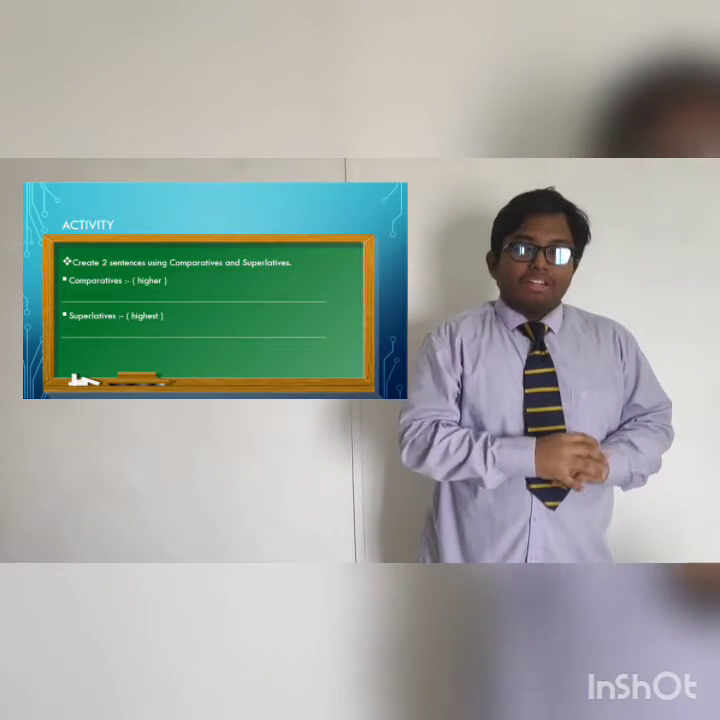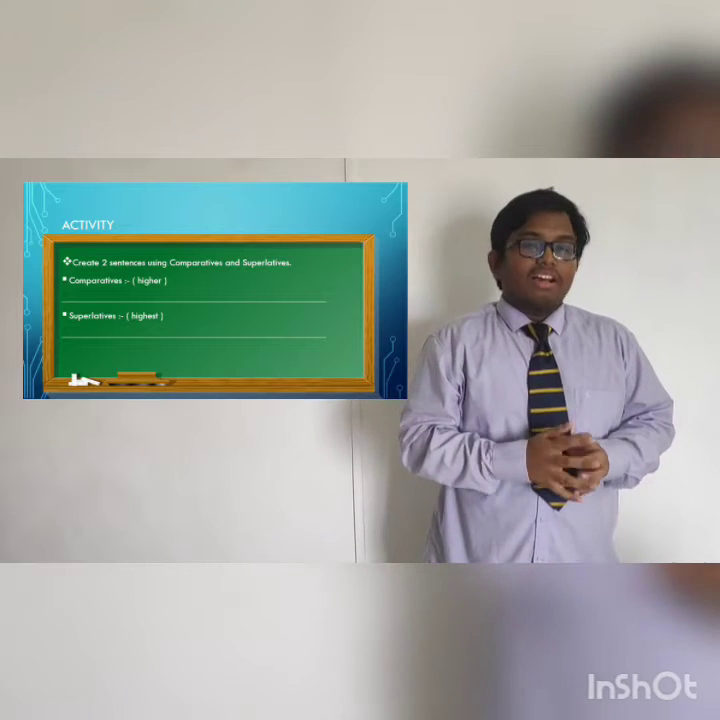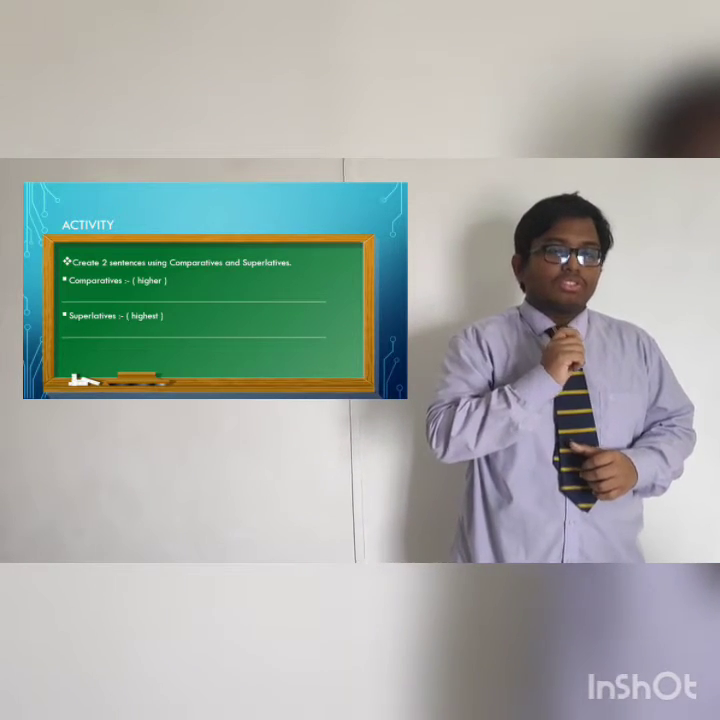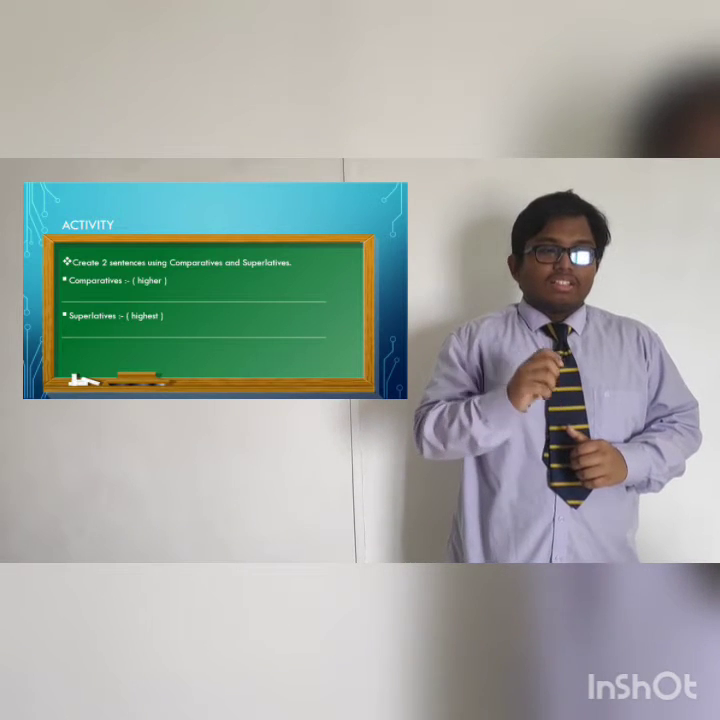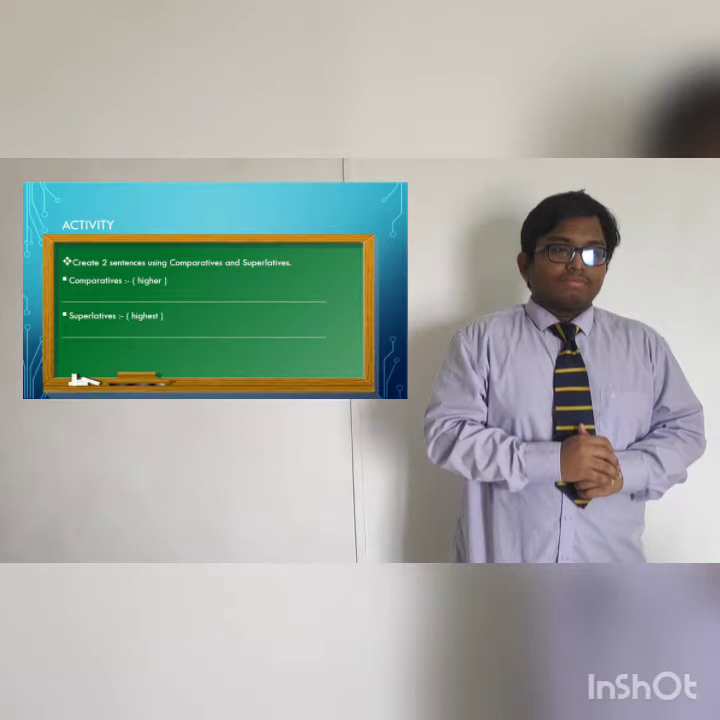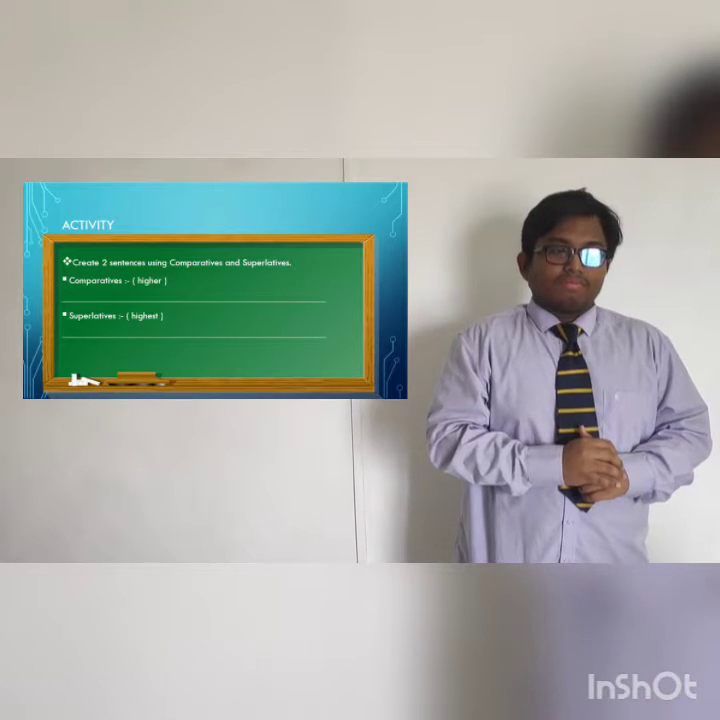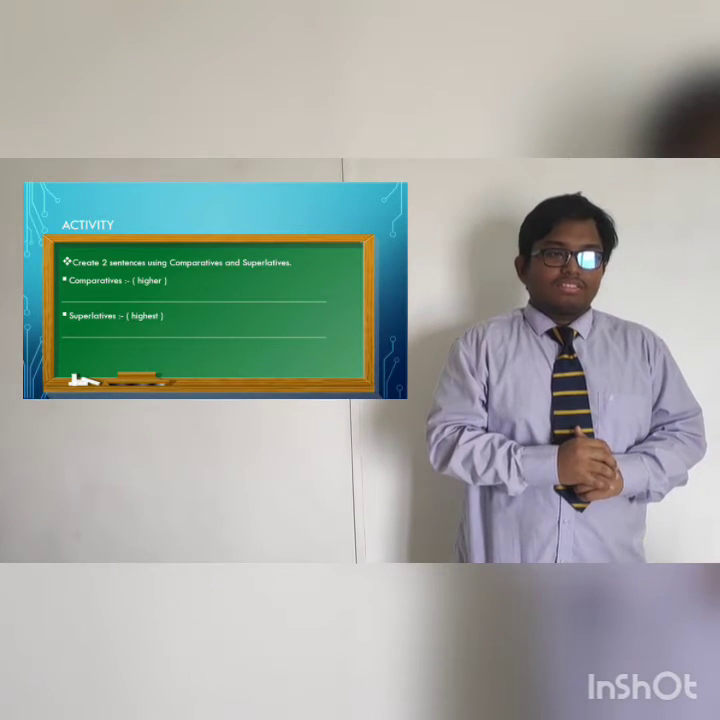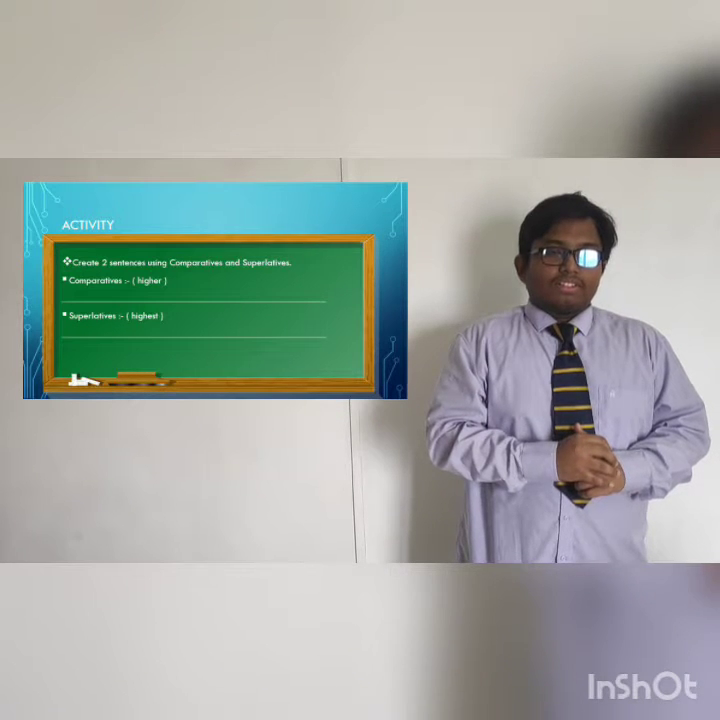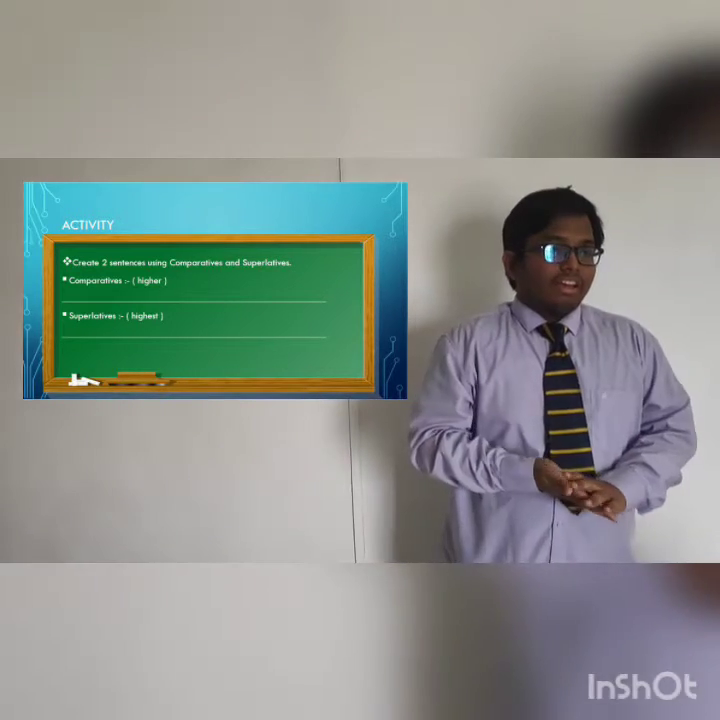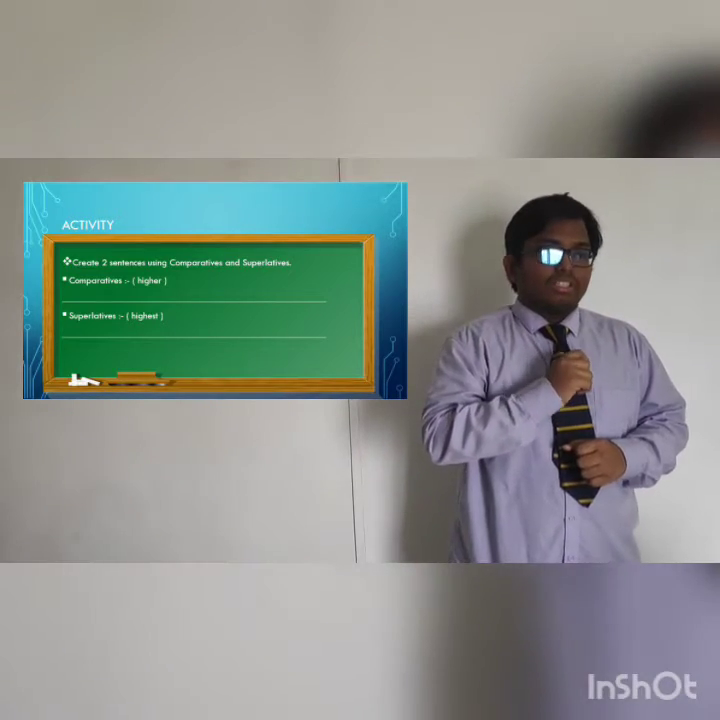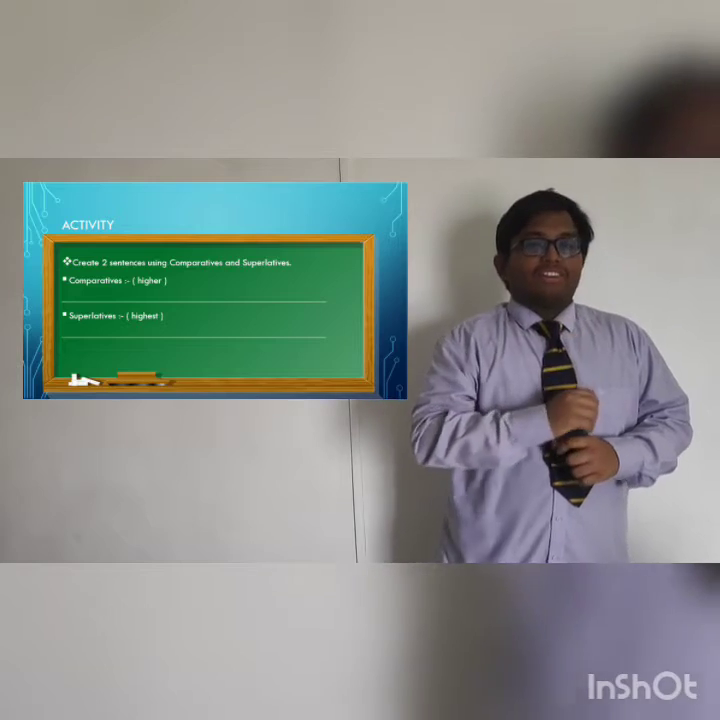Okay. I believe everyone has finished. Now I want a representative. I think I'm going to choose Norman. Can you tell me your answer? Achab is higher than Adam. Shami is the highest in our class. Okay, very good, Norman.